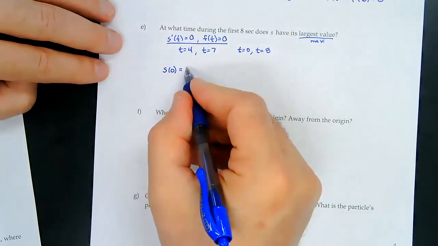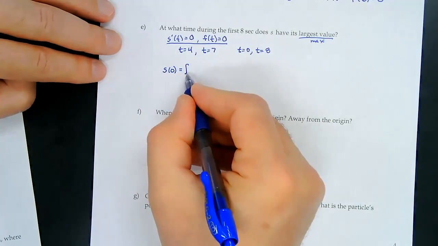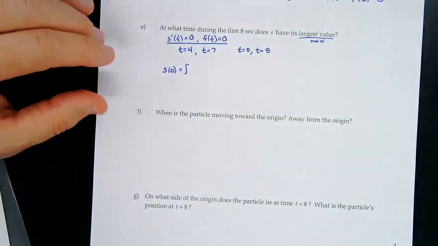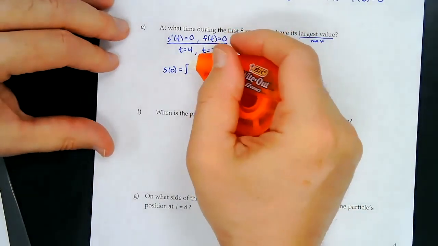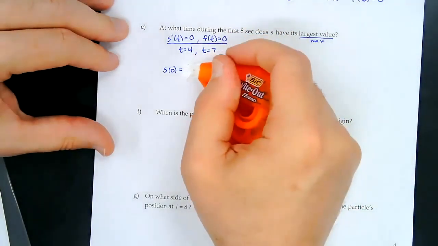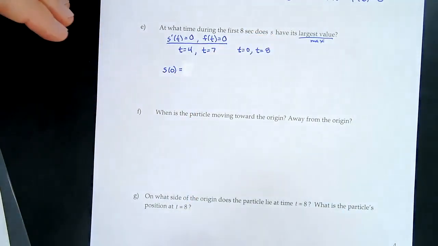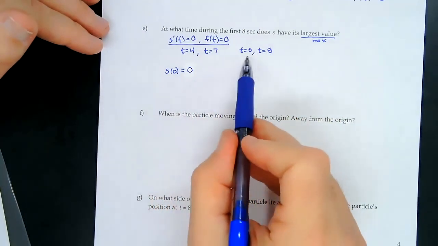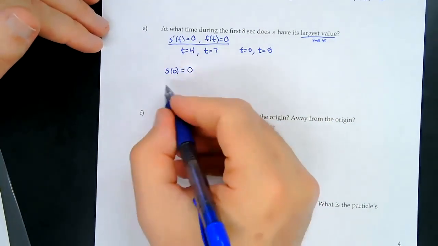So s of 0 is the integral from, well, actually we already calculated it in the first part. So we don't have to do the integral again. Once you calculate a value, you don't have to recalculate it on another part. So we know this is 0. That's that endpoint. We need to do s of 4.